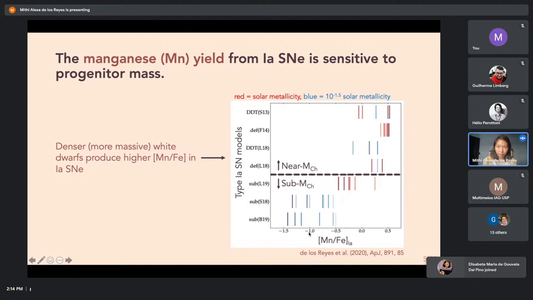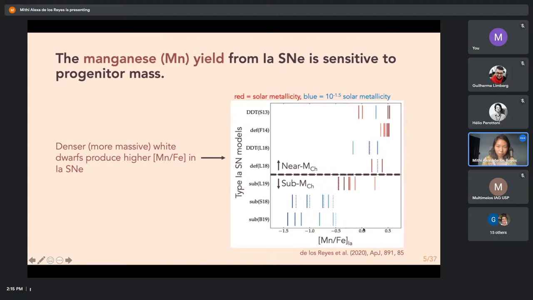So if we look at the theoretical models above this dashed line, all of these ones up here, these are the more massive explosions, or the explosions of massive white dwarfs, the ones that are close to the Chandrasekhar mass. And we see that these near Chandrasekhar mass explosions tend to produce relatively high, so solar or even supersolar yields of manganese. But below the dashed line, the less massive white dwarf explosions typically produce significantly subsolar manganese yields.